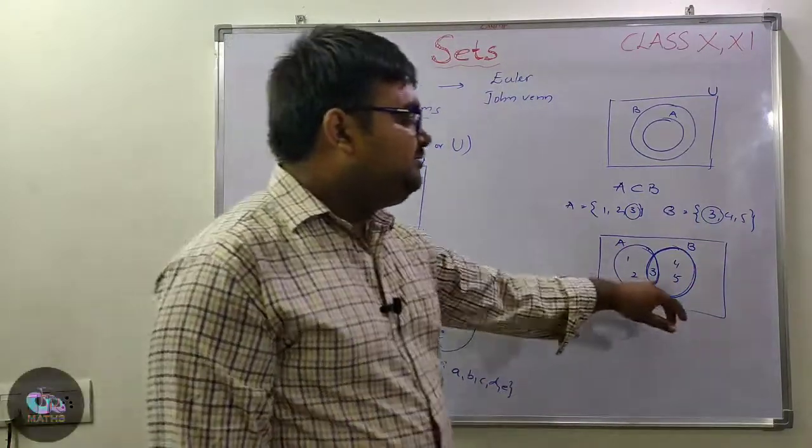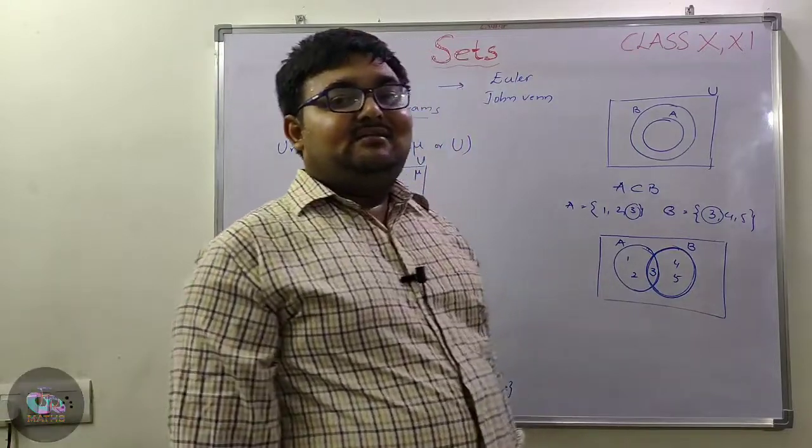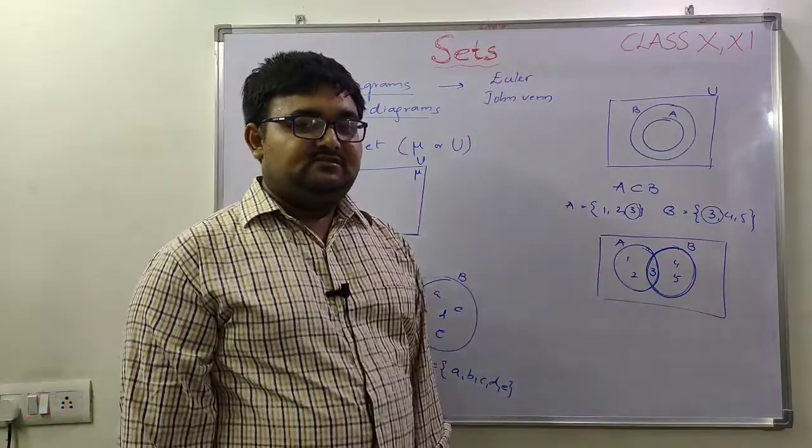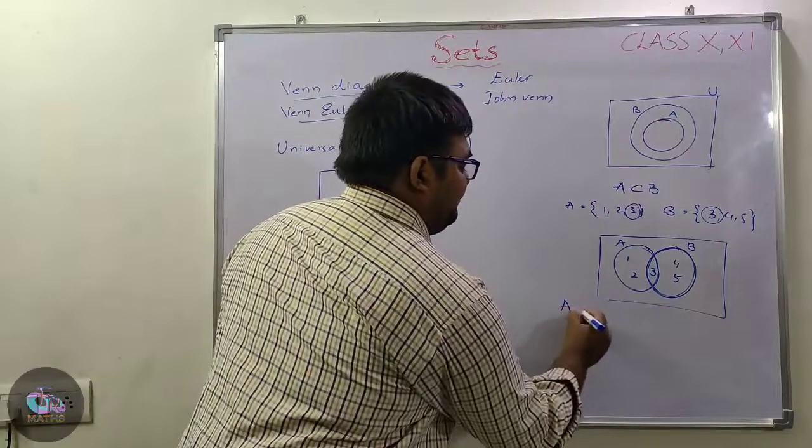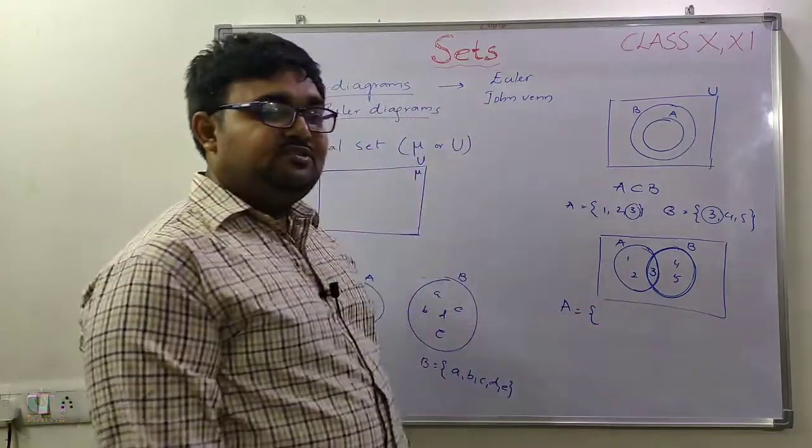So this overlapping portion is nothing but called as intersection. So that we will be discussing next. One more case is possible. So what is that case?